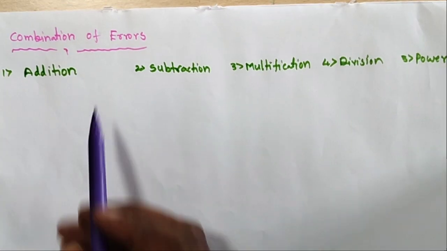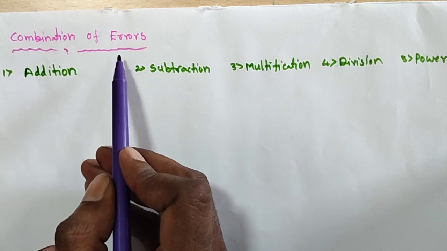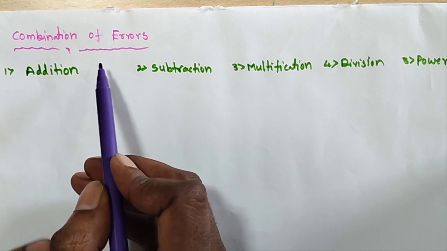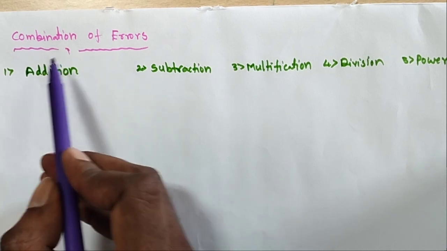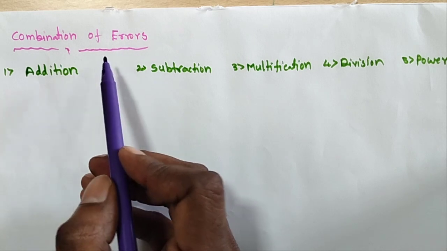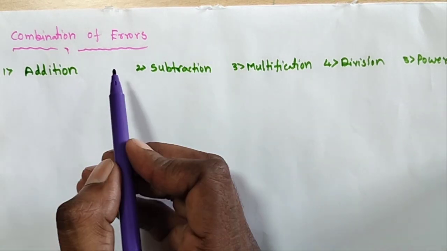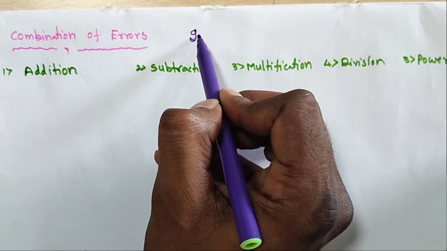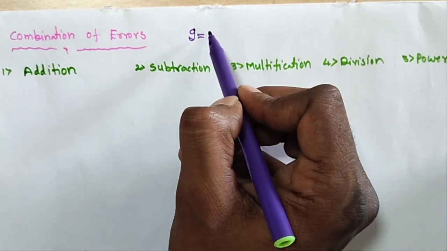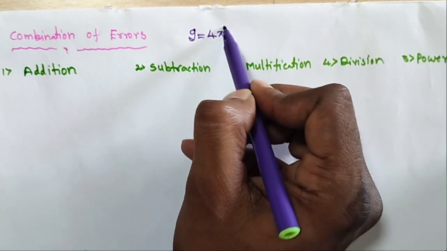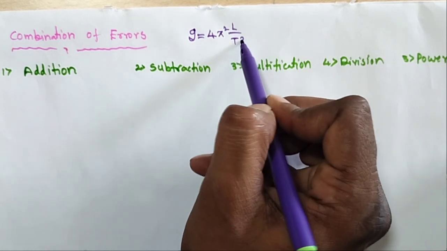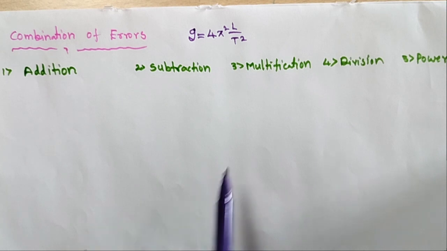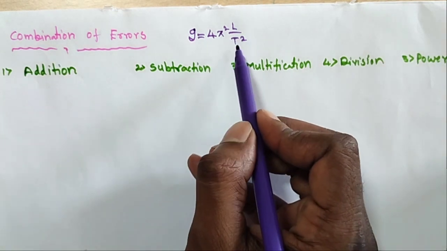So the next one, the combination of errors, is very important. Especially, most of the problems are coming from the combination of errors. So here I am taking an example. We know very well the acceleration due to gravity formula: G is equal to 4 pi square L by T square.